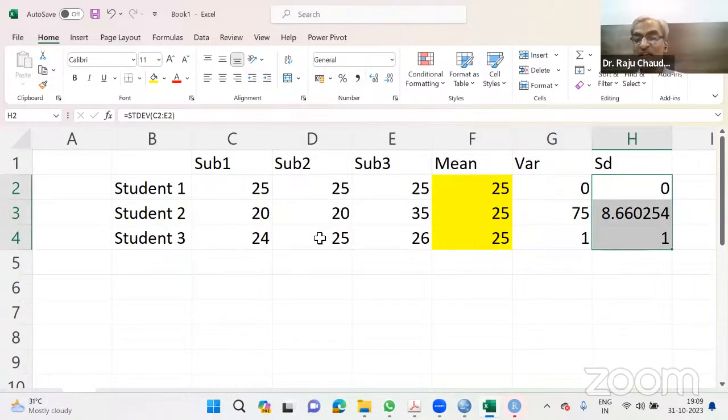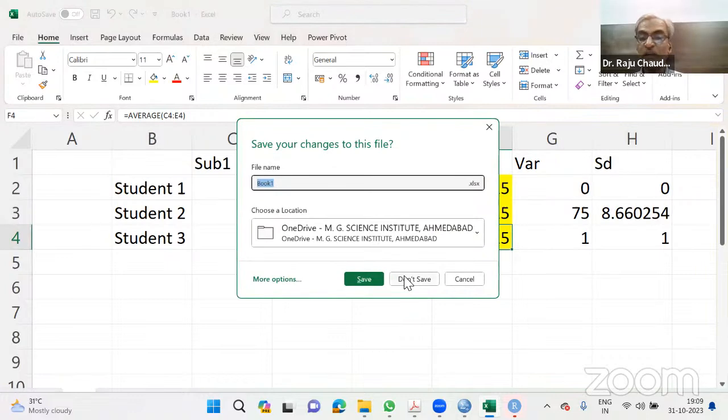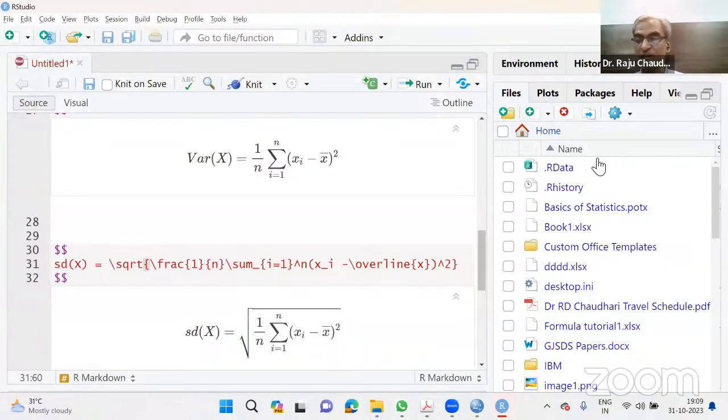So this is how the observations, 24, how much it is away from the mean, 25, how much it is away from this, how much it is away from this. So if the observations are far away from the mean, there is more variation. Otherwise, there is less variation. I hope it is clear.